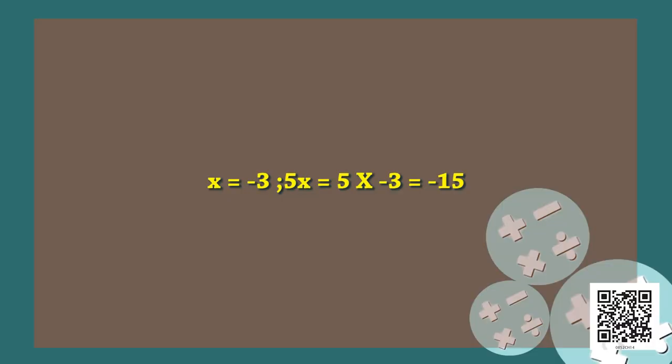Therefore, what exactly we have to do? Let us see. For x is equal to minus 3, 5x is equal to 5 into minus 3, that is equal to minus 15. This is the correct answer.